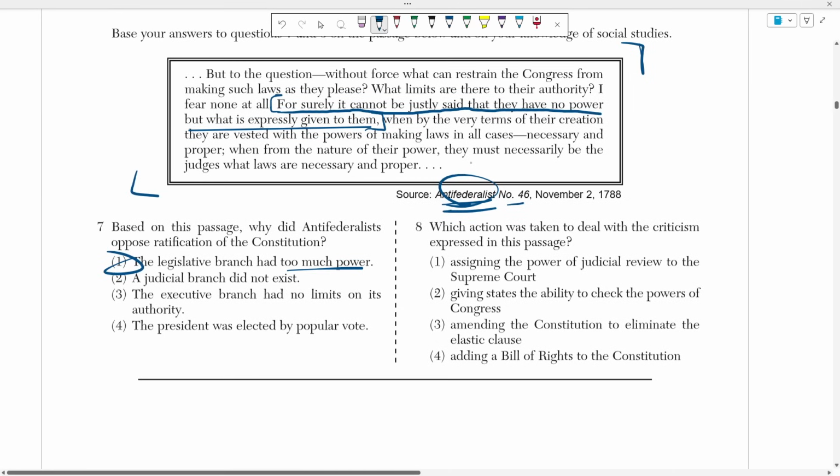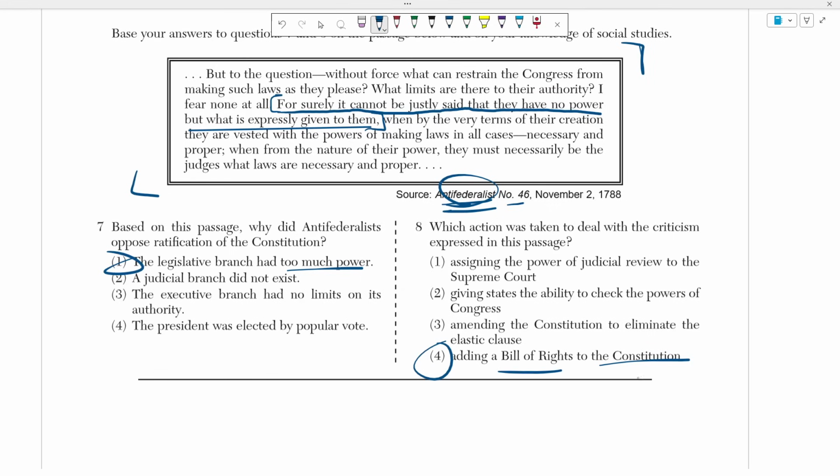So number 8 asks, which action was taken to deal with the criticism expressed in the passage? So how did Federalists convince Anti-Federalists to unify under a government that was stronger than the state governments? Well, they added the Bill of Rights to the Constitution, right? Federalists saw that, hey, okay, sure, maybe they think that our new federal government will take away from their rights. How do we convince them that it won't take away from their rights? Well, we'll add a Bill of Rights to the Constitution.